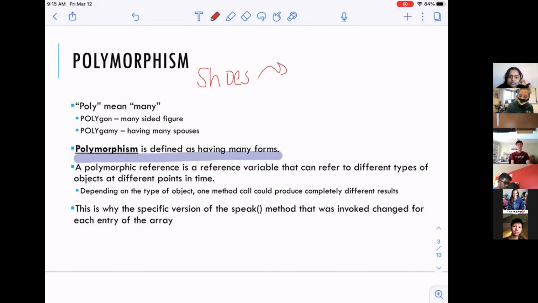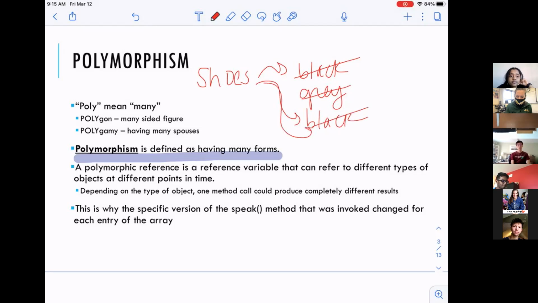Well, on Monday, I wore my black gym shoes. On Tuesday, I wore my gray gym shoes. On Wednesday, I wore my other black gym shoes. Apparently I like gym shoes, right? I think Thursday, I wore the same black gym shoes. And today I'm wearing the black gym shoes that I wore on Monday. They're all shoes, right? They're all subclasses of shoes. They are all examples of shoes.